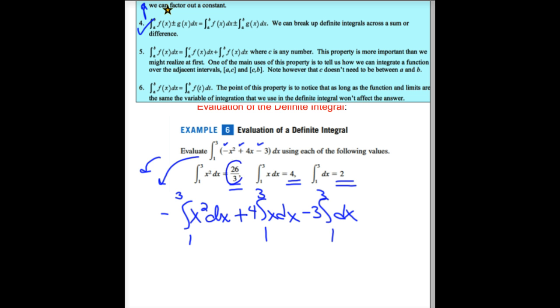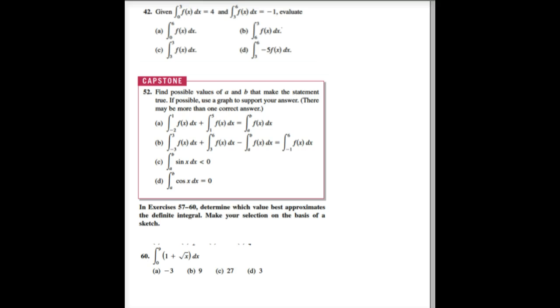Now they've given me the values for each one of these. It says the integral from 1 to 3 of x squared is 26 thirds. The integral of x dx from 1 to 3 is 4. Whoopsie, why did I write a 3? It's 4. And the integral from 1 to 3 of just dx is 2. You would just go do the arithmetic for that, which I'm not going to waste video time doing. So last page, let's go use some of these properties, and then that'll be it for notes. I'm trying to keep it under 20 minutes.